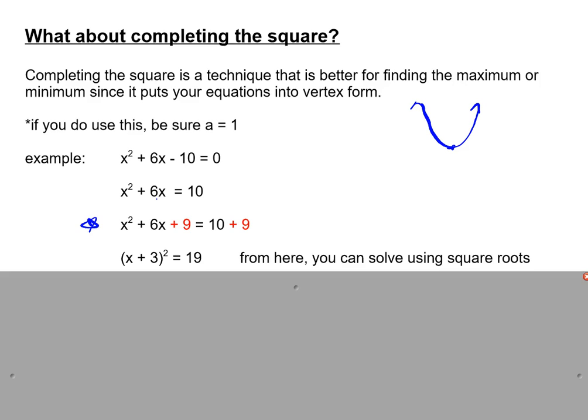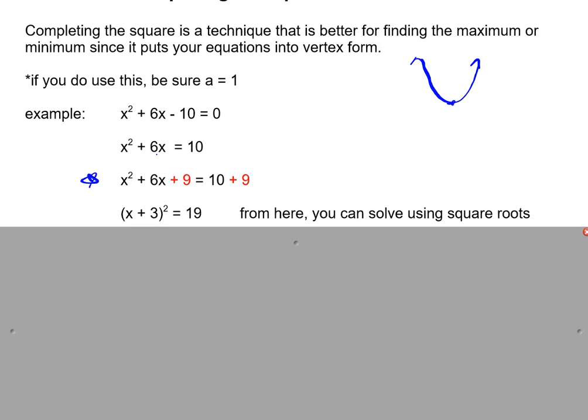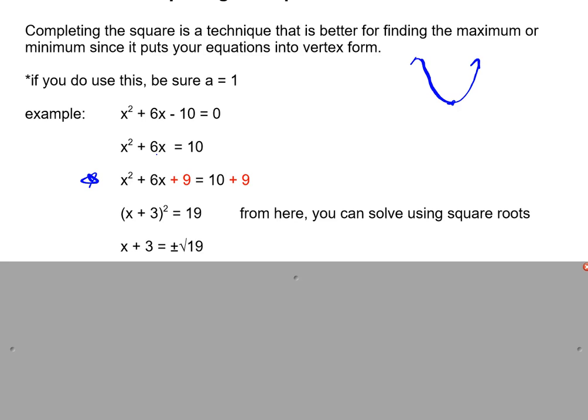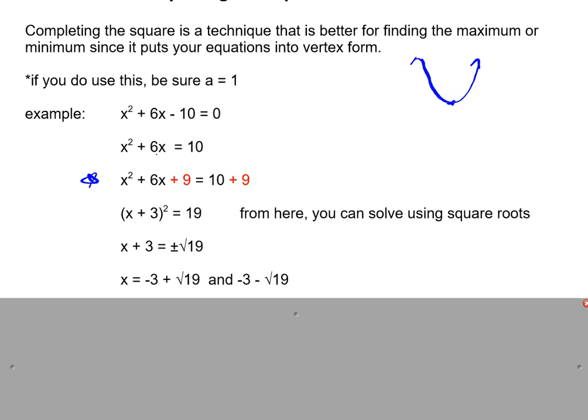If you were going to use this for solving, I'm going to go ahead and show you how to solve it using this first. From here, you would take the square root of both sides. So x plus 3 equals plus or minus the square root of 19. And then we would subtract 3. So we get x equals negative 3 plus the square root of 19 and negative 3 minus the square root of 19. So if we want to solve, this is what we would do.